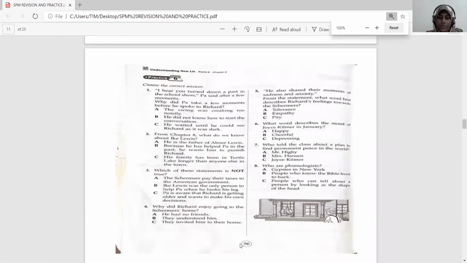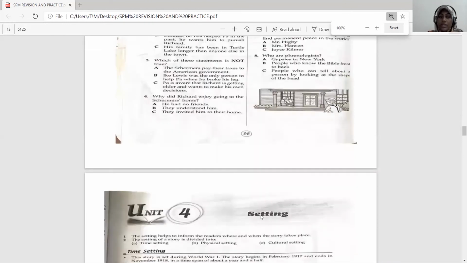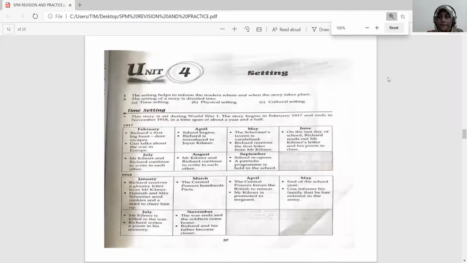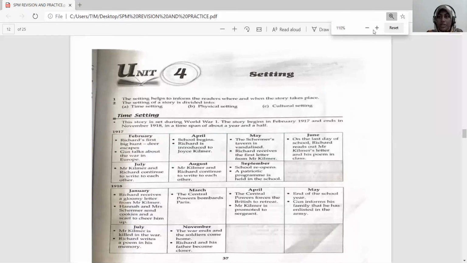Okay, I think this question you will work on later on your own. I'll post it on your Google Classroom. All right. Okay, let's look at the setting. I don't want to waste much time on the question. I think you can do it yourself later. Okay.